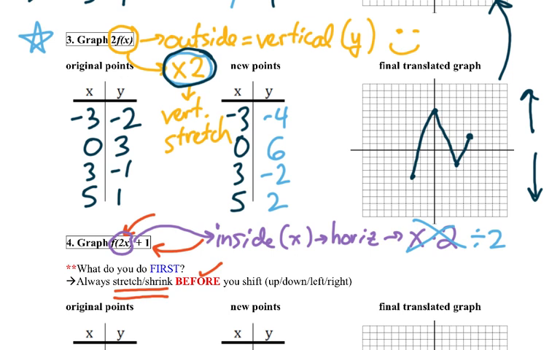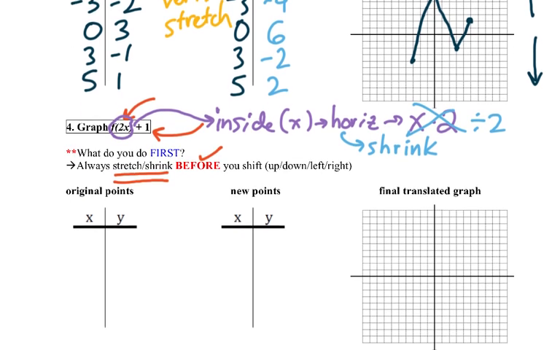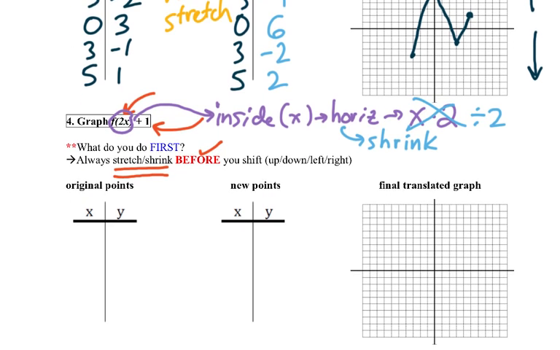It looks like a big number, 2x, but it's actually called a horizontal shrink. So when it's with the x on the inside, you do the opposite of what it looks like. We're going to divide the x's by 2, and it's called a horizontal shrink. And then let's deal with the other part. This +1 is on the outside, so that's a y change. And remember, plus or minus, that's an up or down. So this one's actually going to go up 1.